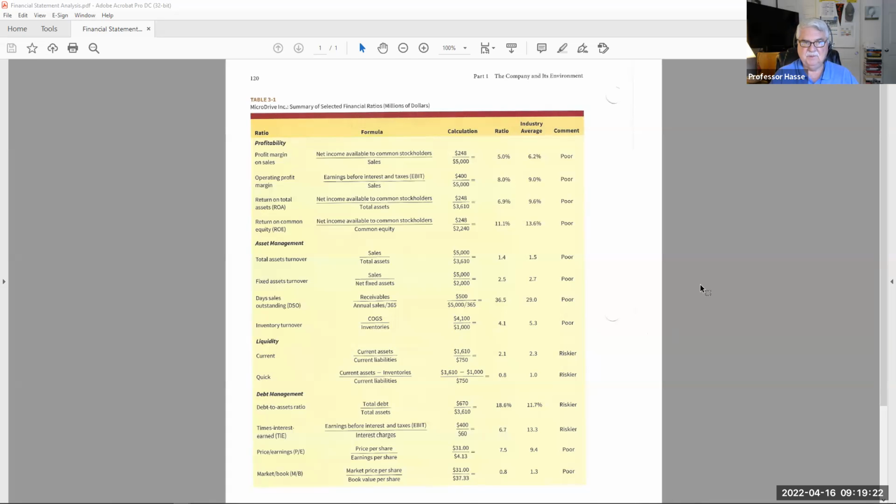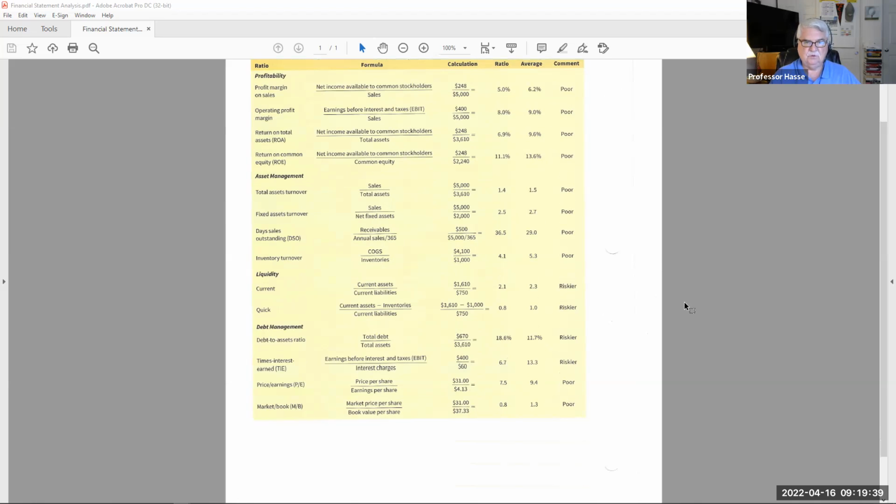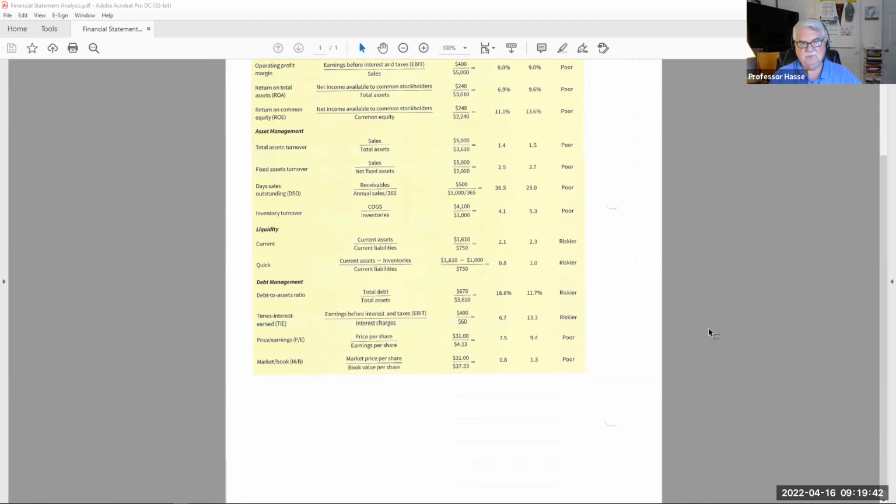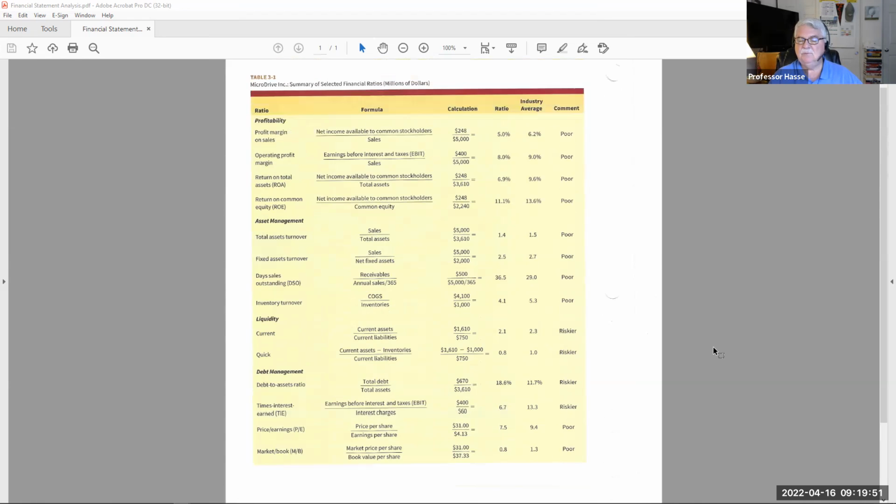First of all, the profitability ratios, more specifically, profit margin on sales. The asset management ratios, more specifically, days sales outstanding and inventory turnover. Liquidity ratios, the current ratio. Debt management ratios, the debt to assets ratio. And market value ratios, more specifically, the price earnings ratio. These are the key ones that you need to be familiar with for future work and current work. And those are the definitions there, described in chapter four of your text.